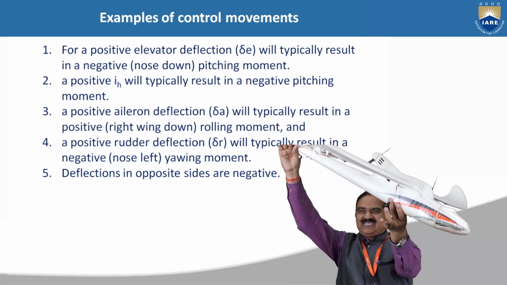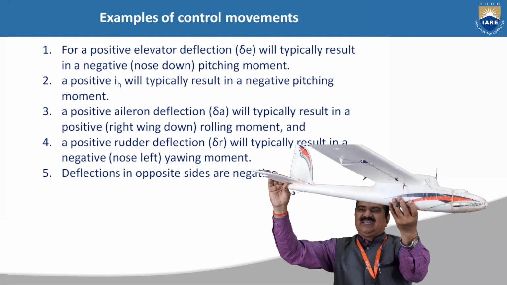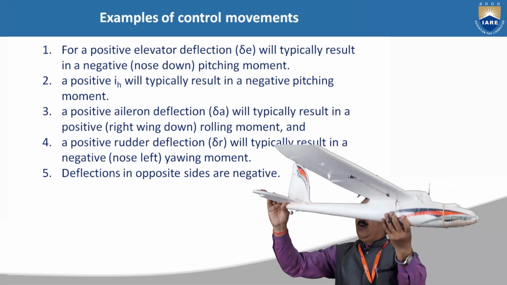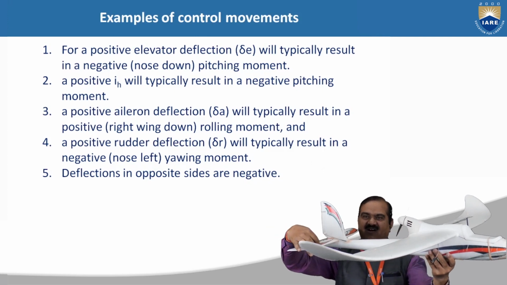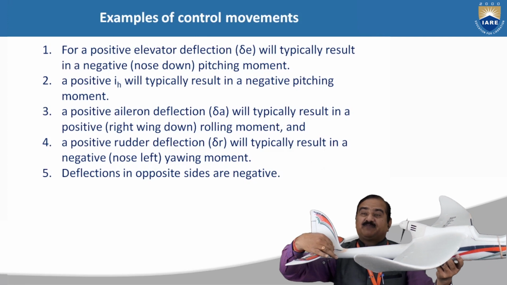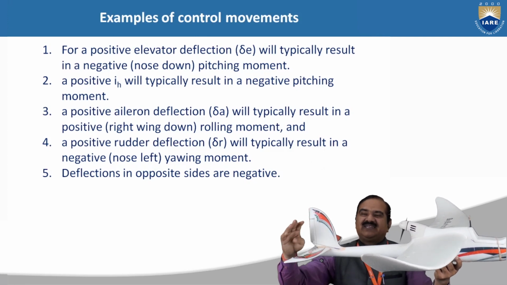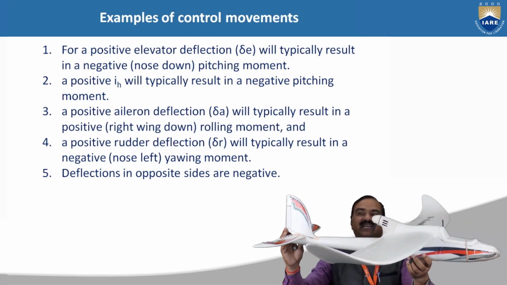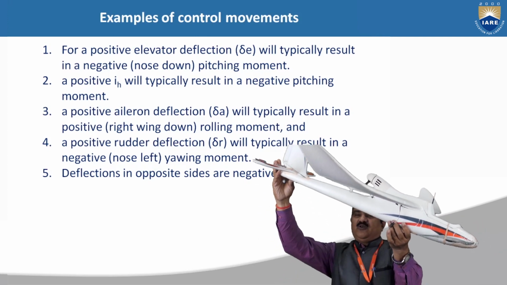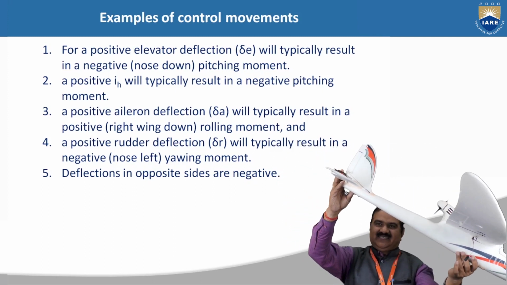So if it is like this, it is a positive. A positive iH will typically result in a negative pitching moment. If the angle of incidence of the tail plane is positive, meaning the leading edge is upward, then it is also typically a negative pitching moment. Your aircraft nose will try to go like this.